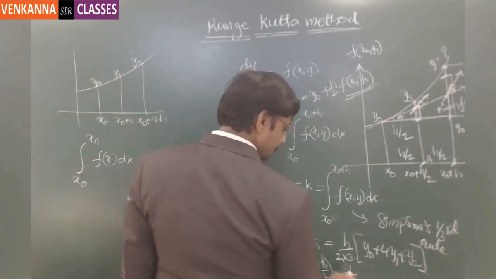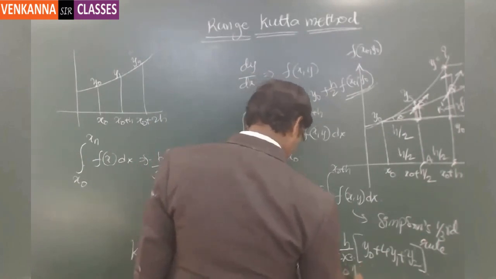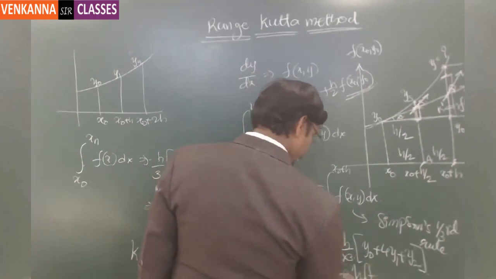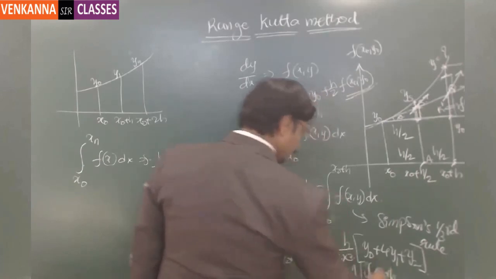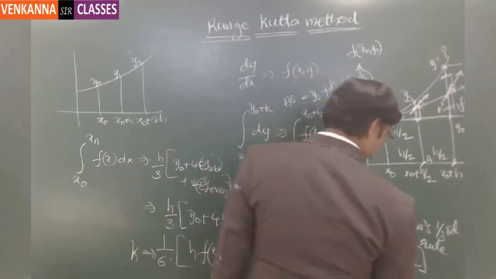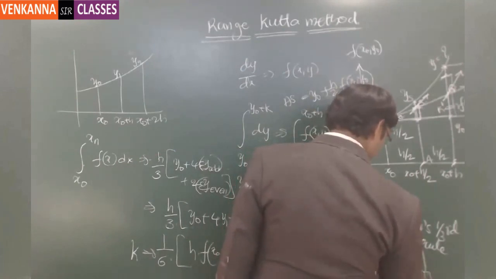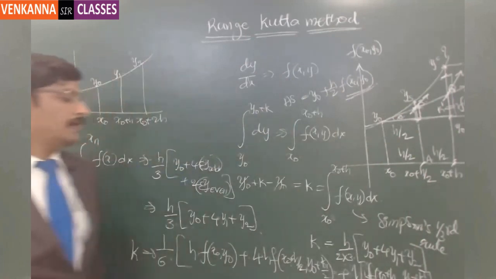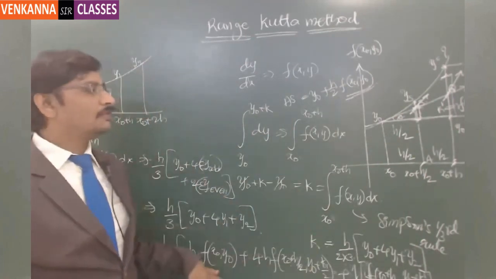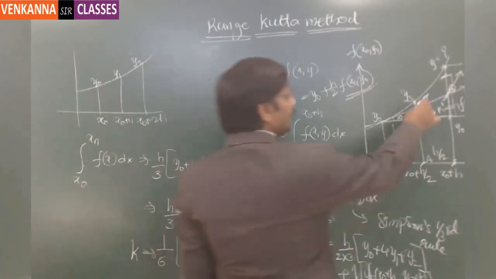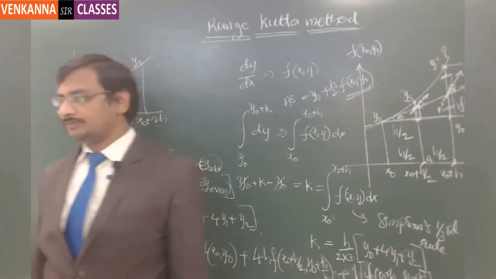And then plus h times of f of x naught plus h comma y naught plus k. So this is the value which we are going to calculate in case of Runge's method. Now the improvement of this is what we will be making here itself. First you note down this, then we will write the improvement part of it.